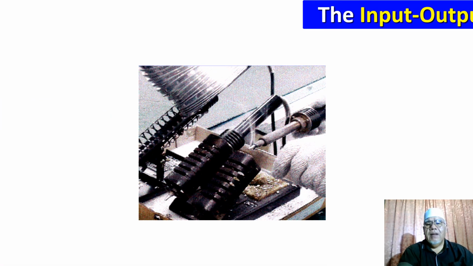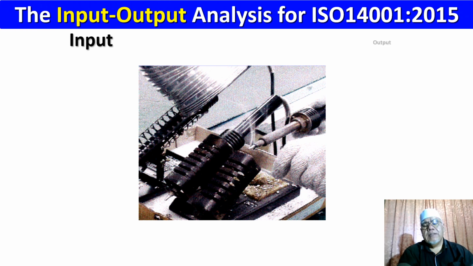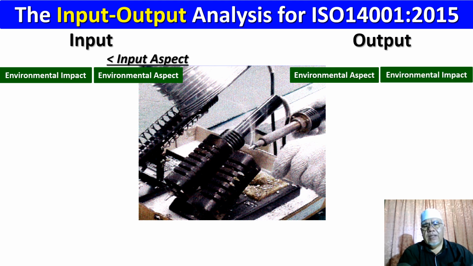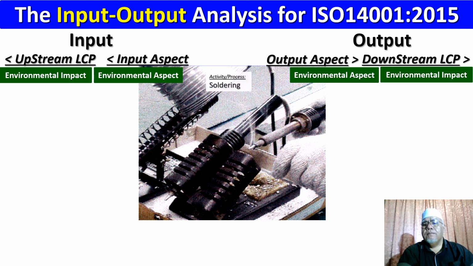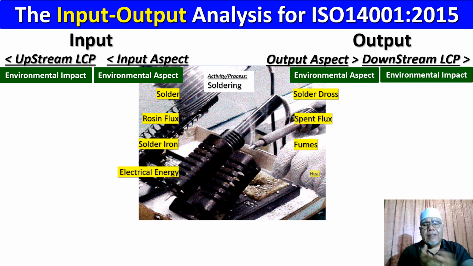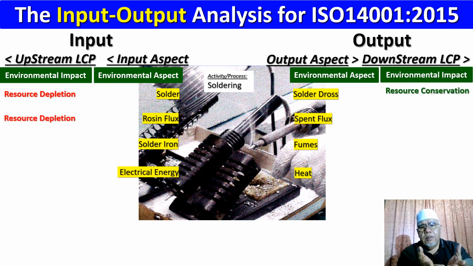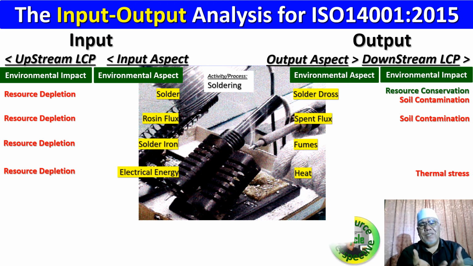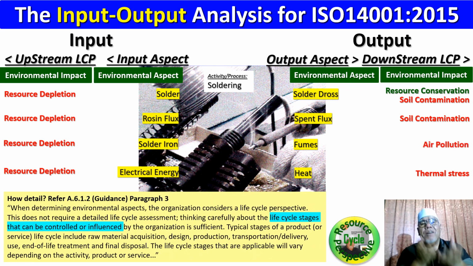Now, I have a simple process which is hardly found now in Malaysia. This picture was taken in the late 90s. Yeah. This is called the input-output analysis. Why do we do this? Because we want to identify environmental aspects and their respective associated probable environmental impact. Why do we have to do that? Because environmental management system is managing environmental aspects, and we have got to determine which environmental impact is more significant.